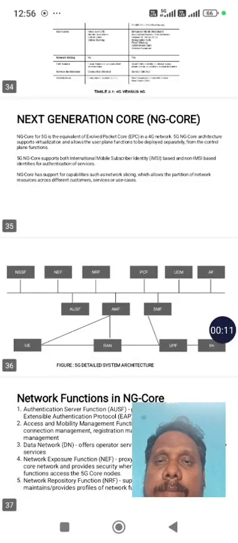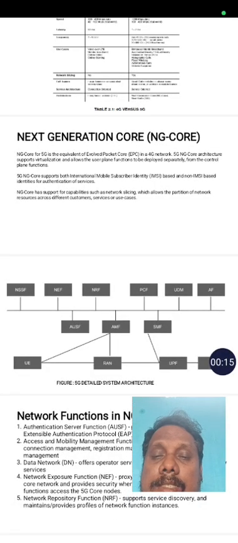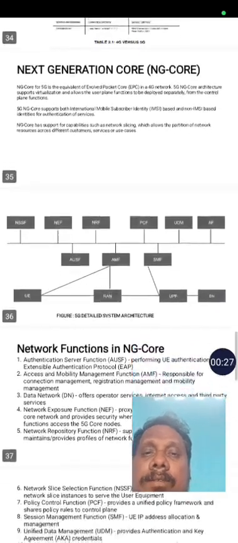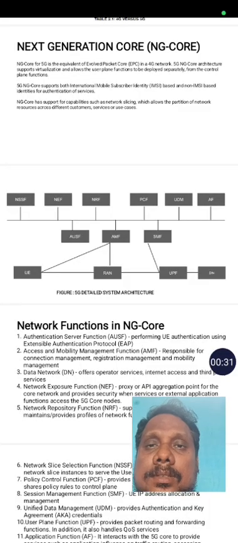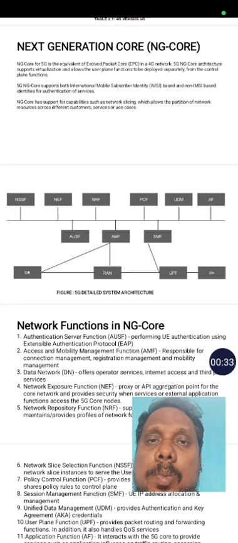So in this video I am going to talk about the next generation core, that is the architecture for the 5G technology. As we have discussed all the technologies, 1G, 2G, 3G and 4G in the previous lecture, today we are moving into the 5th generation, that is 5G technology. Here the next generation core is the core architecture for 5G, which is equivalent of the evolved packet core in a 4G network.